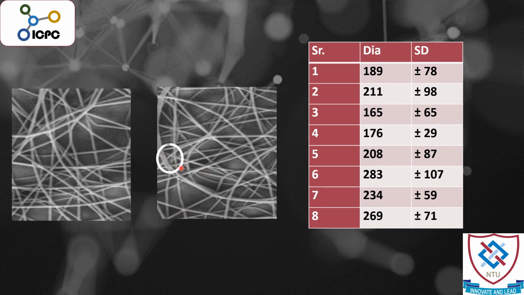So in the first image you can see this is a bigger fiber, and this is, you can say, smaller fiber. So this will increase the standard deviation. However, when we try to optimize at trial number 4, according to the design of experiment, the fiber diameters were very close. Only 29 nanometer deviation was observed. So this is quite acceptable. A deviation of more than 100 is common in nanofibers. So we have achieved less than 100 in almost every case.